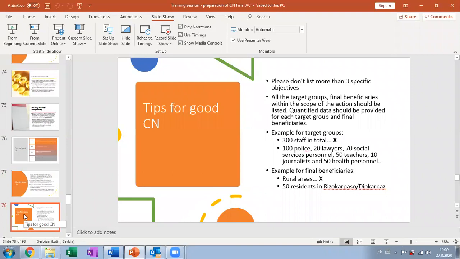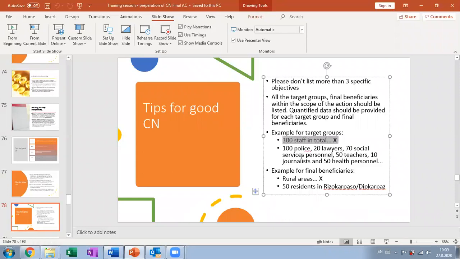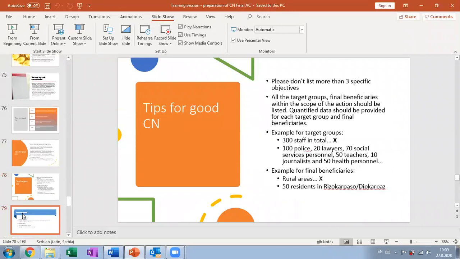We already mentioned this. Try not to have more than 3 specific objectives. Example for how to present a target group is also given, like try to mention numbers, and then also for final beneficiaries, there is an example here that you can also use.